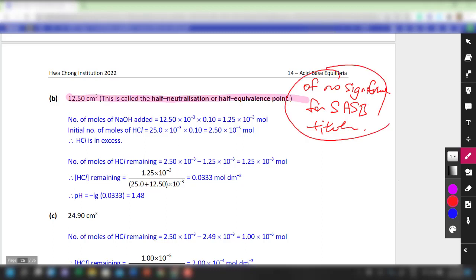We are merely calculating it just for the sake of calculation, or just to impress upon you that the pH is very close to 1.00. Yeah, it has no significance. The significance will only come in when you're dealing with weak acid, strong base titration, or weak base, strong acid titration. So do take note of that.